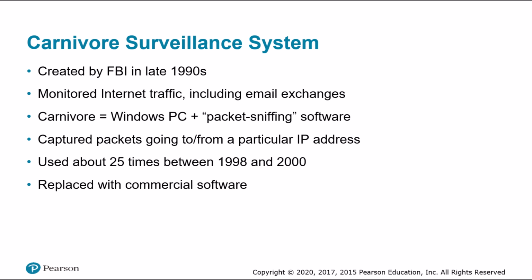In 2000, the Justice Department demanded that Earthlink, an internet service provider, allow the FBI to use Carnivore without a warrant. Earthlink filed a legal challenge questioning the FBI's authority to do this under the Electronic Communications Privacy Act, but a U.S. District Court ruled against Earthlink. Between 1998 and 2000, the FBI used the Carnivore system about 25 times. In late 2001, the FBI stopped using Carnivore, replacing it with commercial software capable of performing the same function.